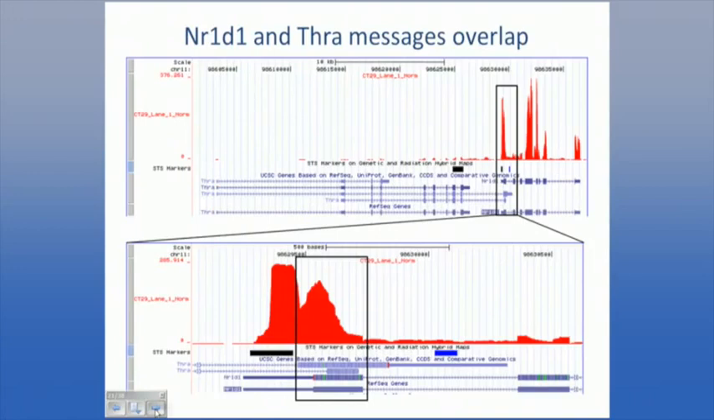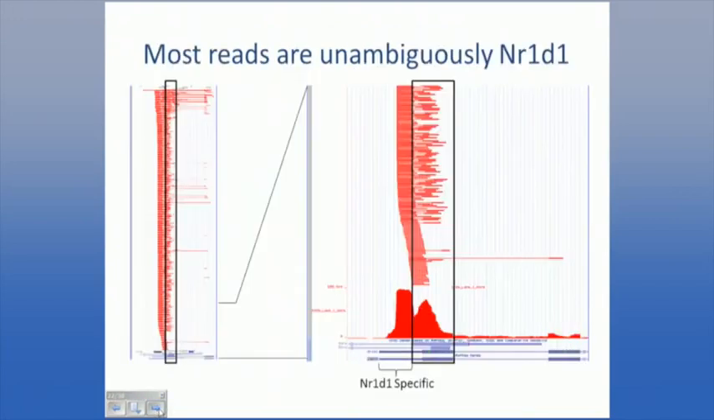However, although the messages overlap, in this case, because we have paired end sequencing, we can use a read upstream or downstream to be able to find out which transcript this particular read matches to, either NR1D1 or THRA. So in this case, we could tell that most of the reads at this particular locus are mapping unambiguously towards NR1D1 and not towards THRA, and therefore the probability is that our array signal is artifactual.